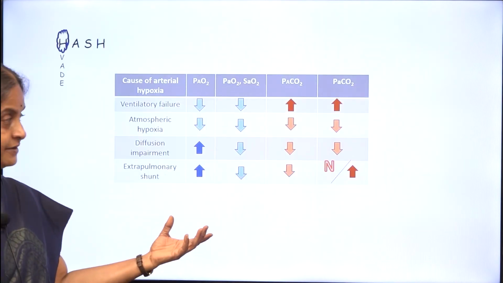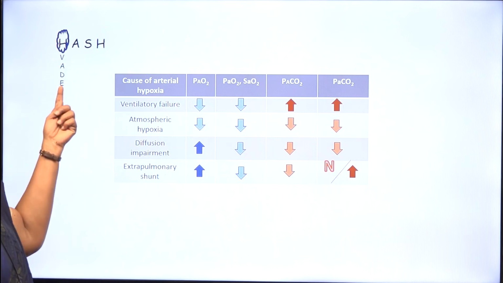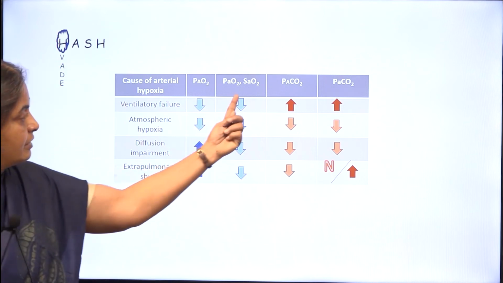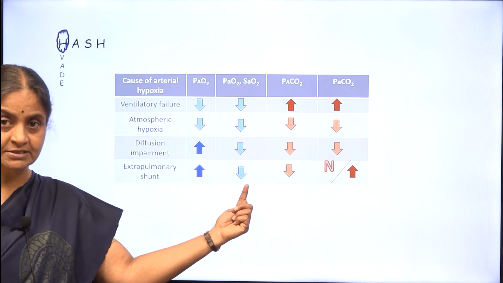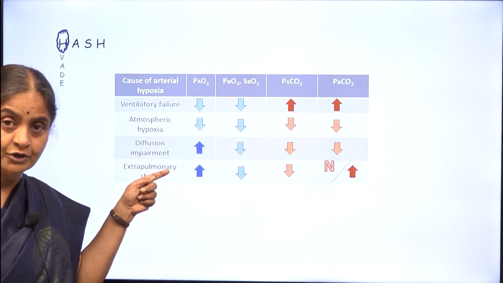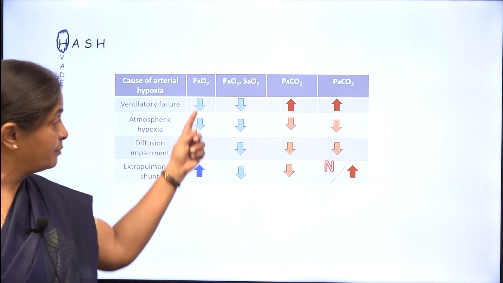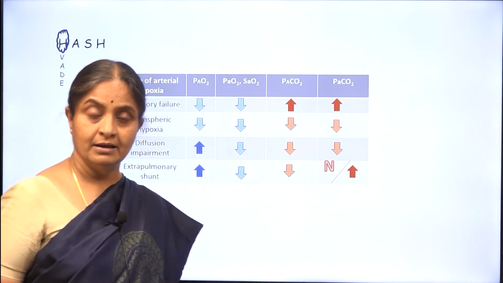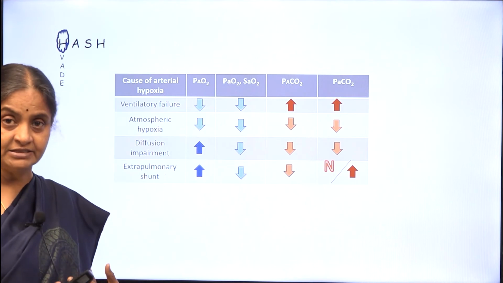So that's the summary. We are looking at conditions where arterial hypoxia occurs, and we've tried to differentiate between the different causes of arterial hypoxia by looking at alveolar gases and arterial carbon dioxide.